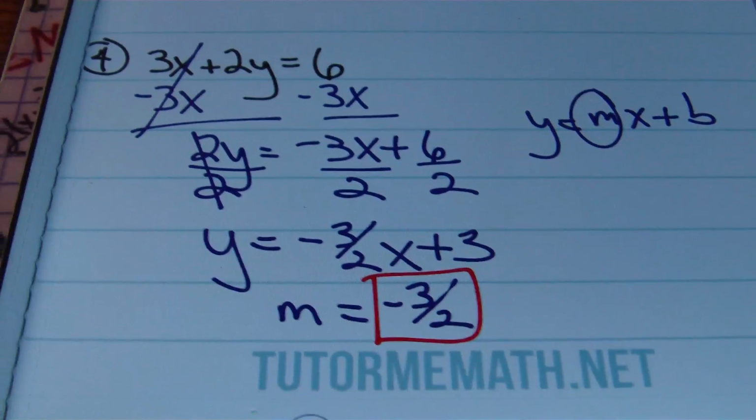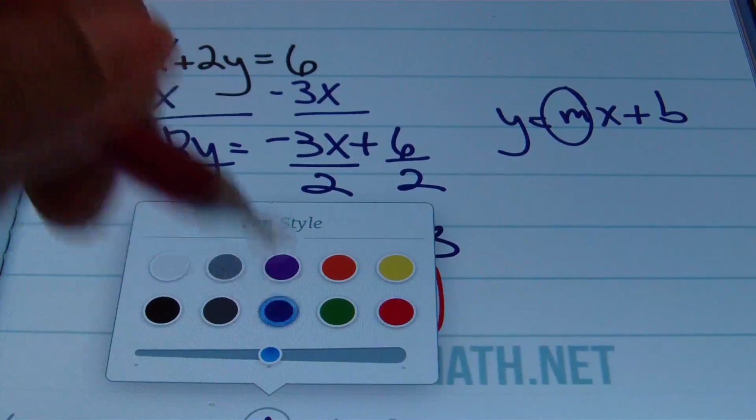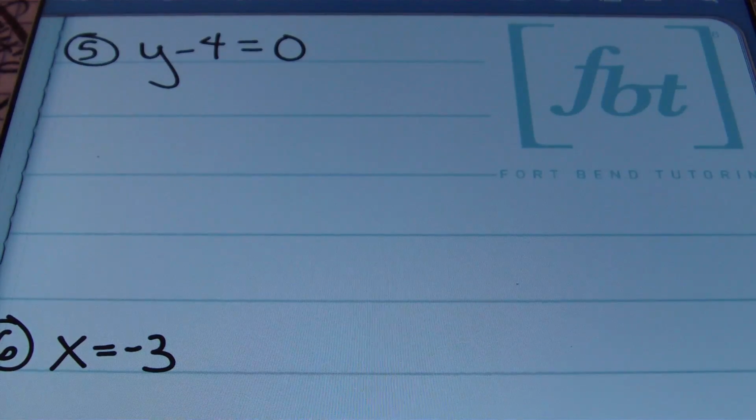So when given a linear equation that is not already solved for y, solve for y. And then once you have it in slope-intercept form, the coefficient in front of your x variable is going to be the slope every single time. That's right. Okay, let's continue on. Here I have problem number 5.